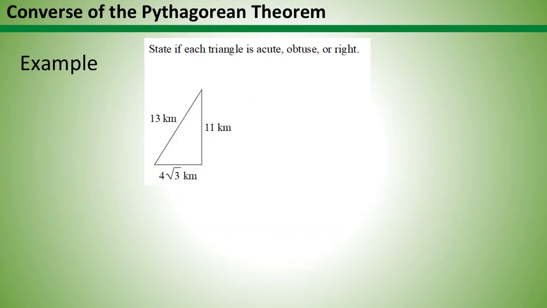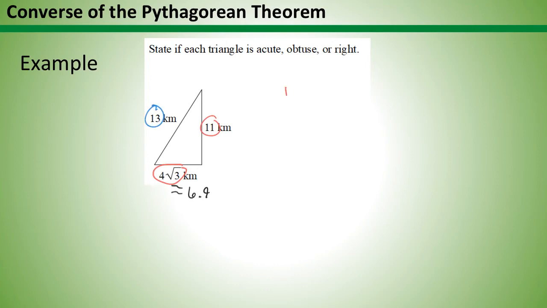Okay, here's another one. So again, what is the longest side? It's pretty obvious that it's going to be 13, but let's just double check. I really don't think 4 root 3 is going to be bigger than that. It's really 6.9. So my longest side is definitely 13. So I've got this and this. Those are my short sides, and that's my long side.